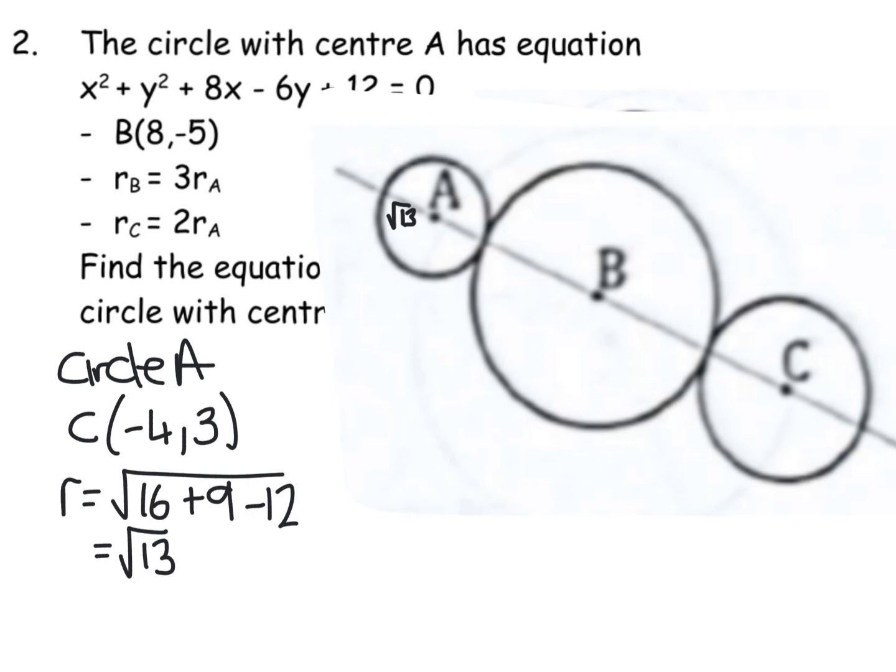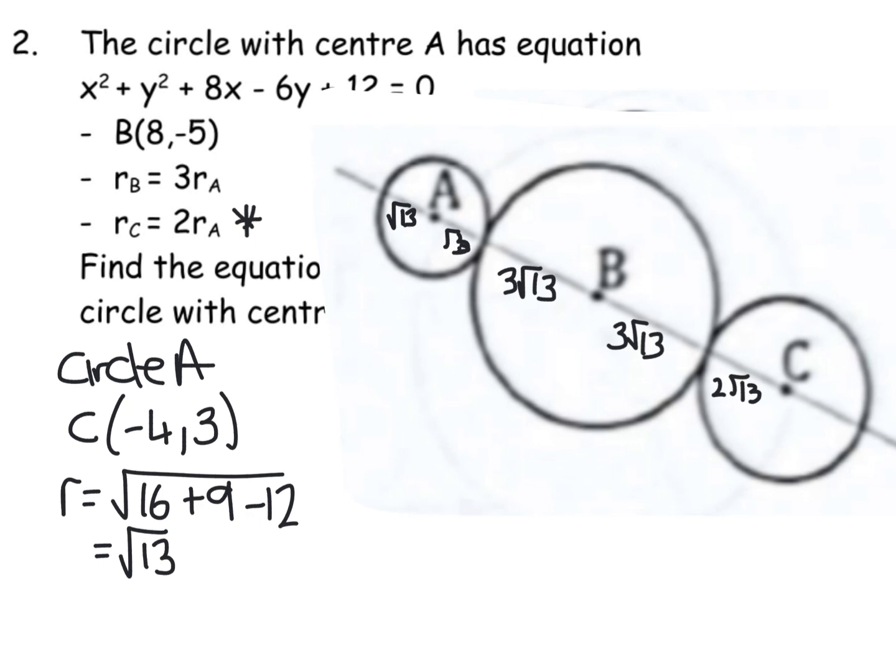Now this bit here tells us that radius C is double radius A. So the radius of C will be 2 root 13. And then it tells us that radius B is 3 times radius A. So this will be 3 root 13, and 3 root 13 here, and a little root 13. Right. Okay, so that's what I've got so far.